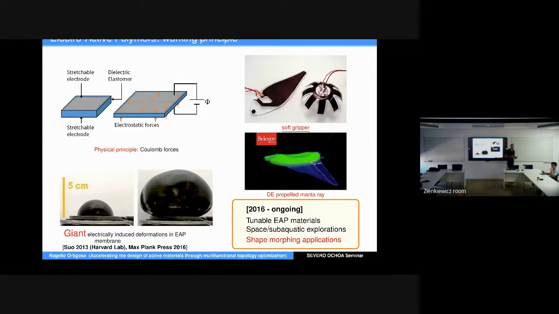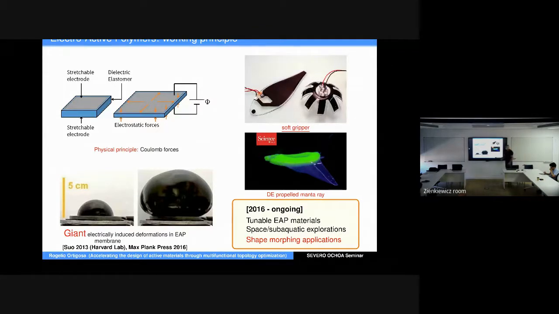Okay? But that's not the interesting feature of this material. The interesting feature is that those electrically induced deformations can be massive, as you can see here. This is a dielectric elastomer prior to the application of an electric field, and you can see what happens when you apply the electric field. It's a massive electrically induced deformation. And that makes them, like I said before, ideal candidates for their use as soft robotics. For instance, you can see here an application of a soft gripper. The gripper is actuated electrically, and then you can imagine what it's going to do. It's going to grasp an object.